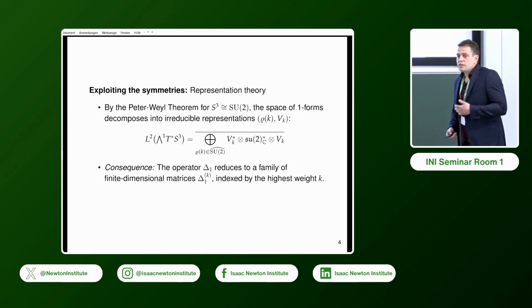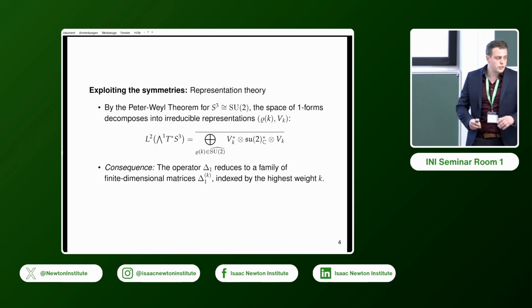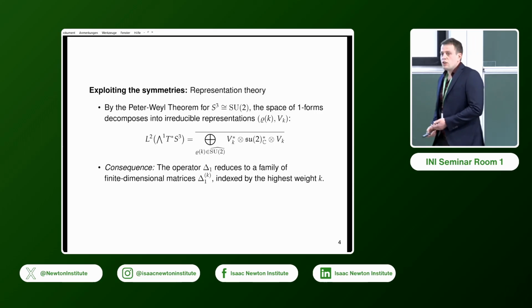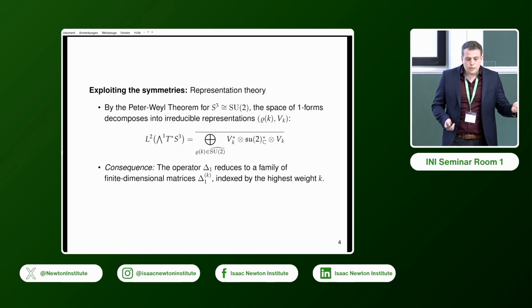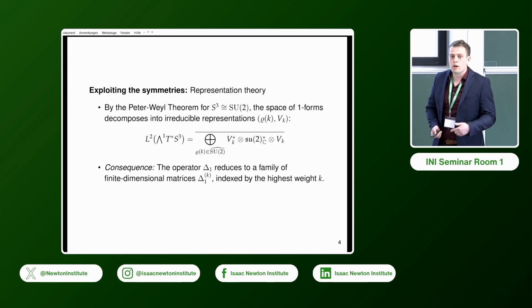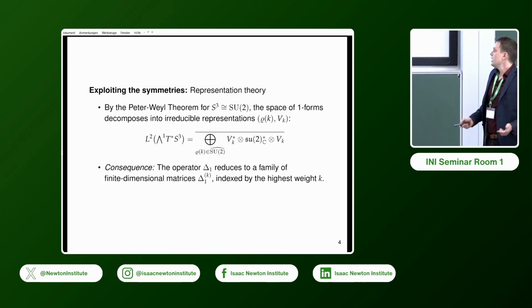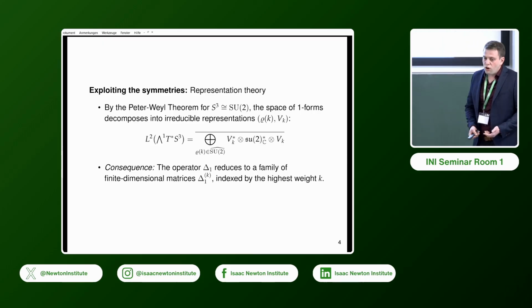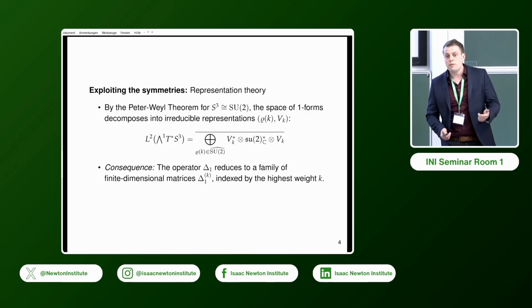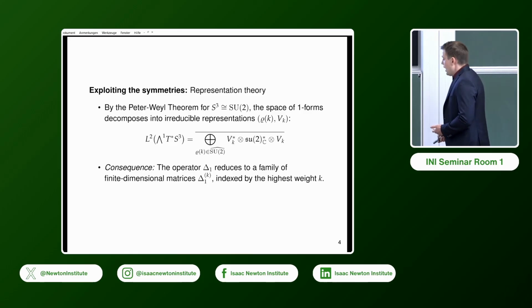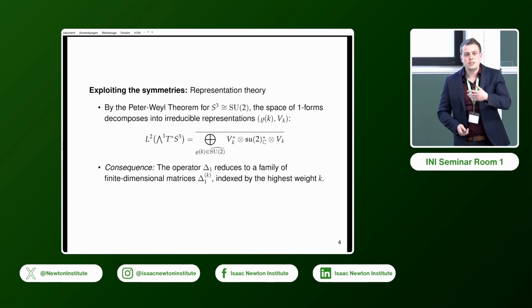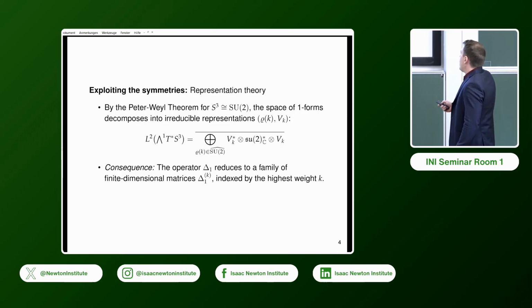Okay, and in such homogeneous situations, you use representation theory in order to exploit all the symmetries which occur. By the Peter-Weyl decomposition, the space of one-forms on S^3 decomposes into irreducible SU(2) representations. Here K is just the highest weight of the irreducible representation. In this case, the Hodge-Laplacian restricts to a finite-dimensional endomorphism on each of those summands. So it means that the Laplacian decomposes into a family of matrices which increase in dimension depending on the highest weight K.